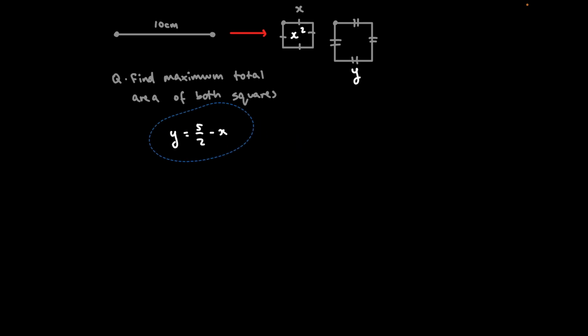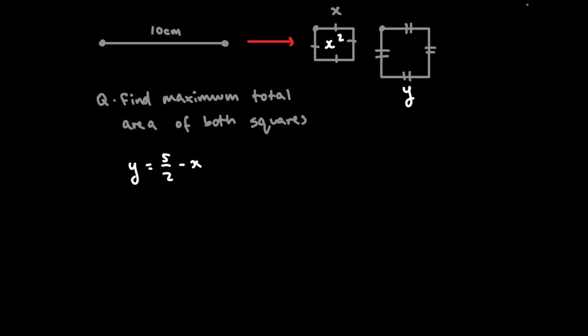Okay, so now that we have this here, we know that the area of both of these squares is going to equal x squared plus 5 on 2 take x whole squared. Okay, because that's the length of this side length here. So instead of y, I'm going to replace it with 5 on 2 take x. That's the length of this side. Okay, and if you times it by itself again, because it's a square, you get this as the area.